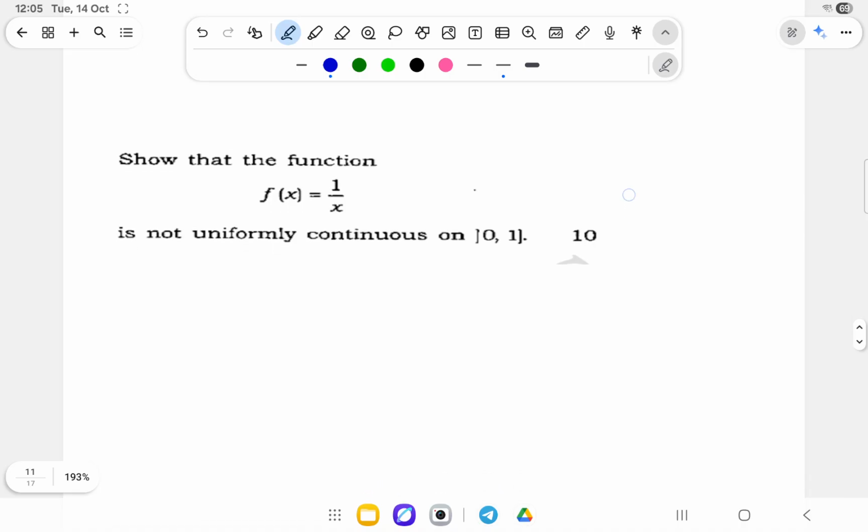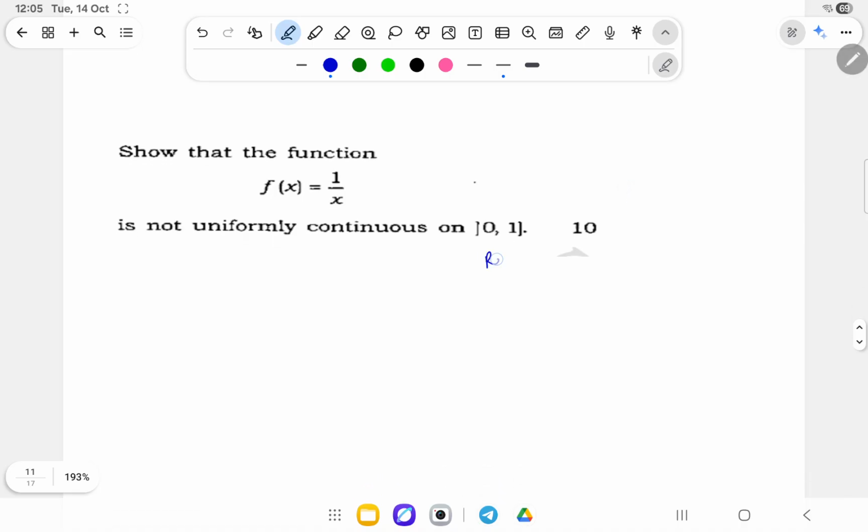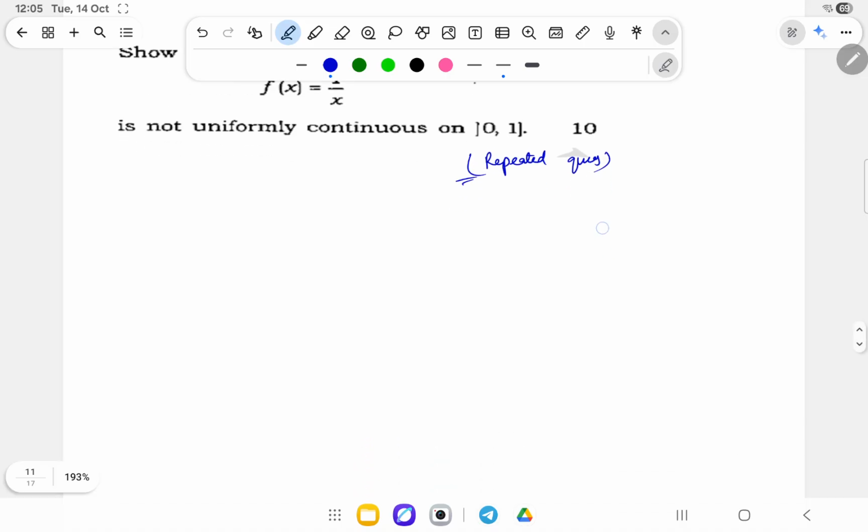This is again a repeated question. If you see, there are only 2-3 questions and they are repeating again and again. Now let's move on to see another question.